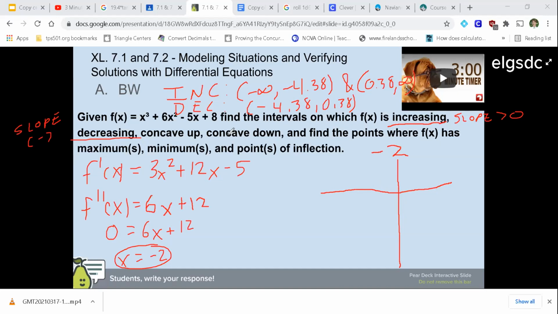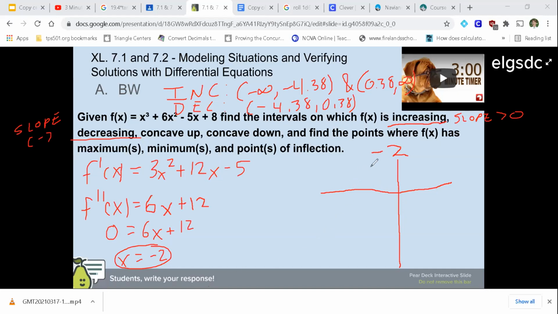Concavity, which is whether or not your slope is accelerating or decelerating, basically. So basically, we're saying when is the slope increasing or decreasing? And how do you find the slope of a slope? Just do a derivative again.